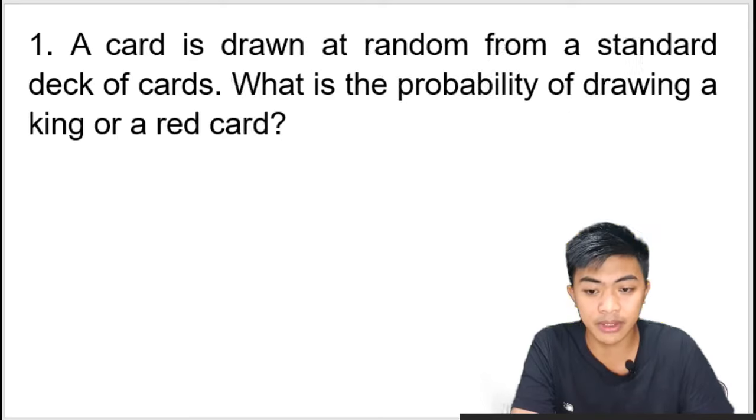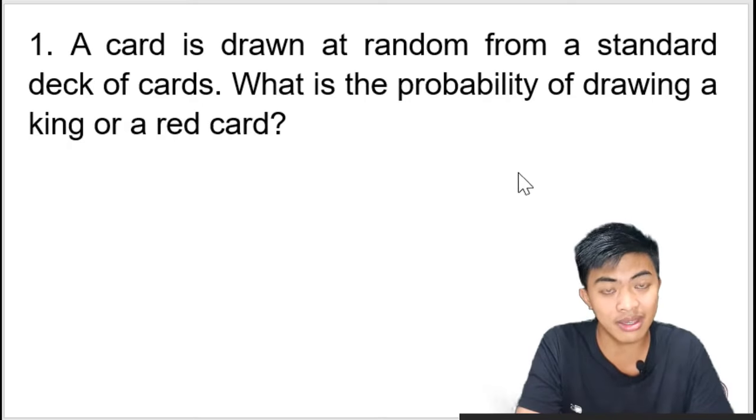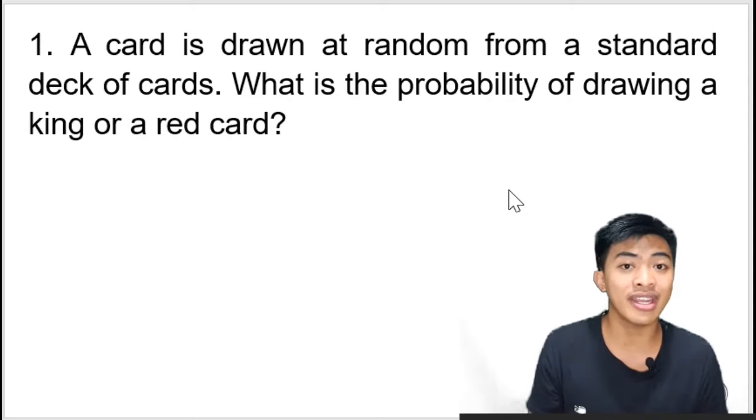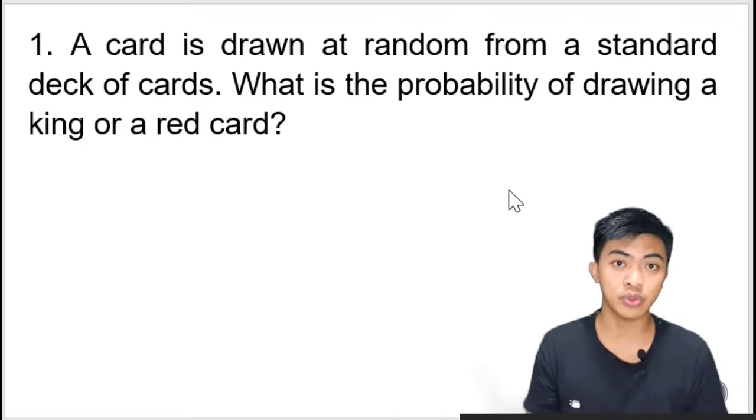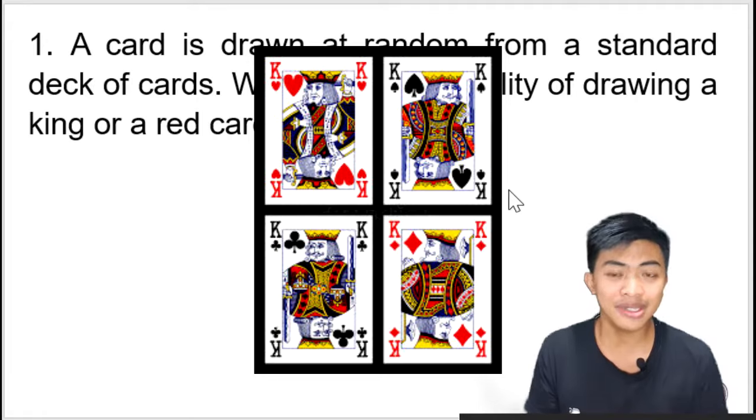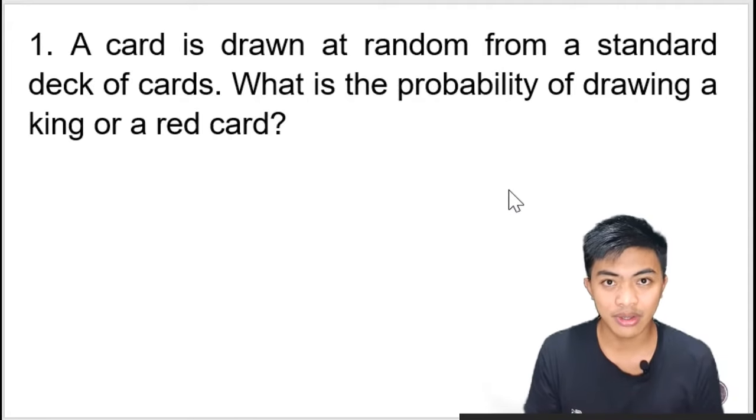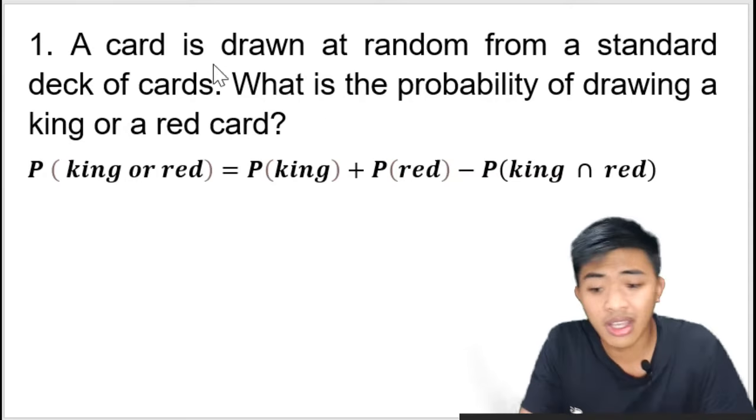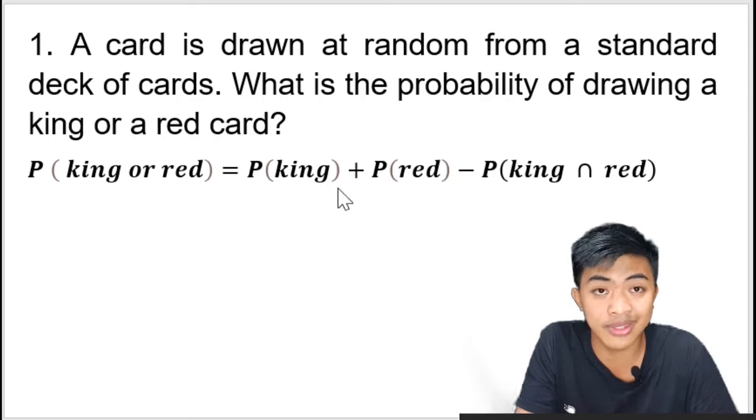Okay, let's have an example. A card is drawn at random from a standard deck of cards. What is the probability of drawing a king or a red card? You see, drawing a king and drawing a red card are non-mutually exclusive events because there is a card that is a king and red at the same time. So how do we solve this one? Since we are looking for the probability of king or red, we are going to add them, but then we have to subtract the intersection, or the probability where they have common outcomes.